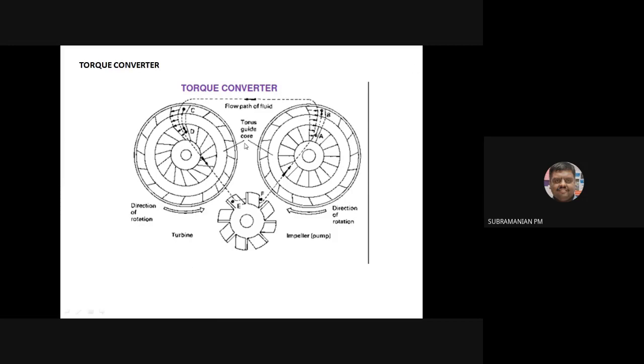In torque converter, there is an additional unit called stator. I will be explaining all this. Just copy this sketch. In exam, if you draw this sketch, you will get more marks, because this sketch is taken from Eisler. A more complete representation will be there. Compared to Kirpal Singh, Eisler is somewhat better. I'll be discussing the topic in detail. So you copy the sketch, I will have some water, and I will be coming within 5 minutes.